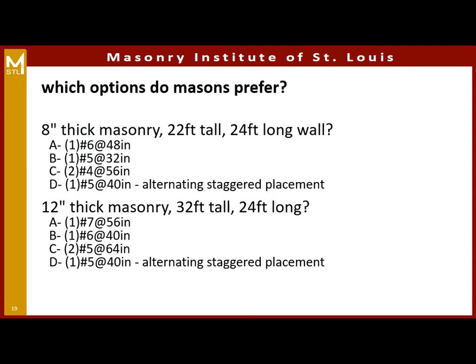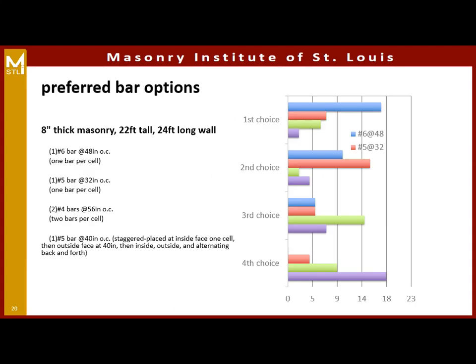So option A is a larger bar at a larger spacing. Option B is a smaller bar at a smaller spacing. Option C is 2 bars in each reinforced cell, and then option D is an alternating staggered placement. So at one cell, you're at the inside face, the next cell, you're at the outside face, and then on down the line. And what we saw was, this is for the 8-inch wall.